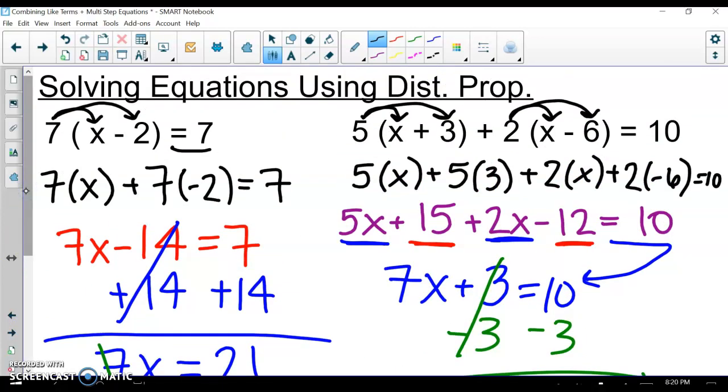All right, so this is not as complicated as it gets. We will go on to variables on both sides in the next video, which will incorporate more of our combining like terms using distributive property. But right now, this is as far as it gets for complication with variables on one side.